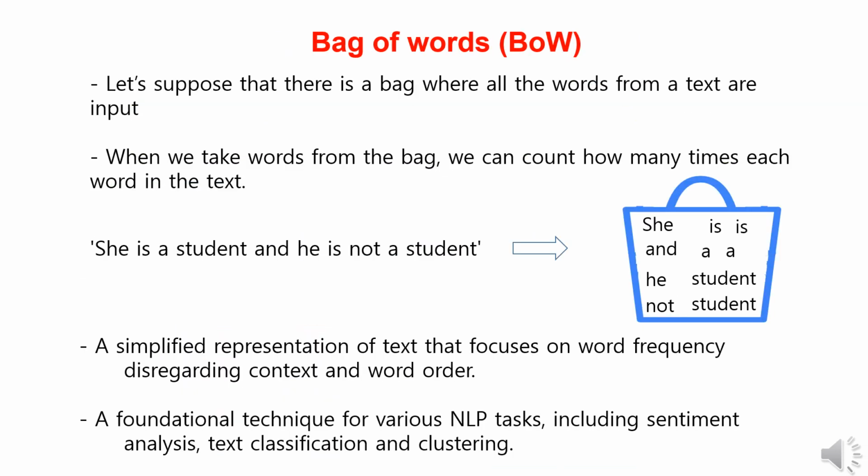Let's delve into a more detailed explanation of the bag of words approach. To do this, let's imagine there is a bag where all the words from a text are input. When we take words out of this bag, we can count how many times each word appears in the text. Let's look at a sentence as an example. She is a student, and he is not a student. Breaking down this sentence, we have the words: she, is, a, student, and, he, not. Among these words, is, a, student each appear twice.